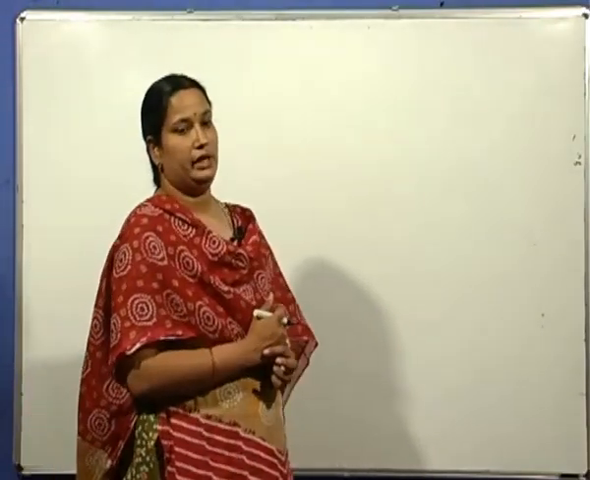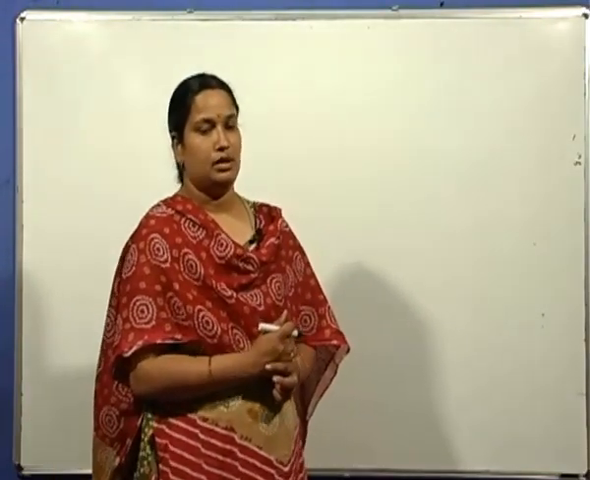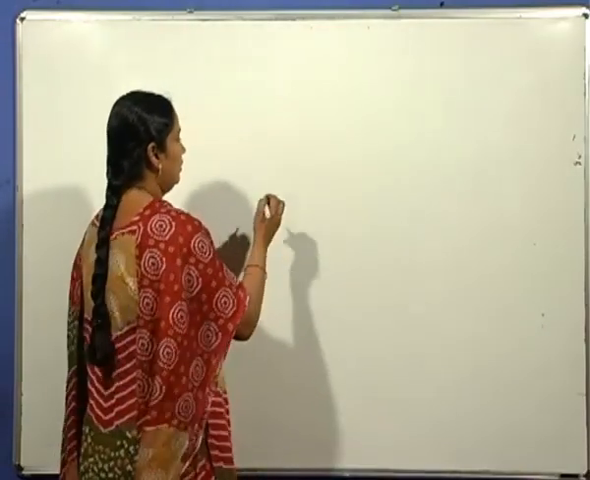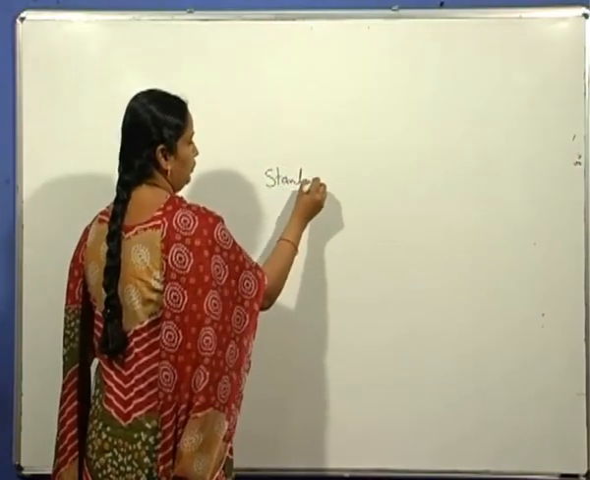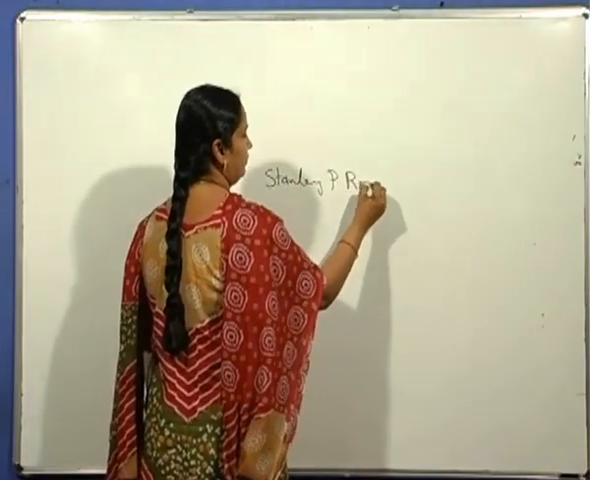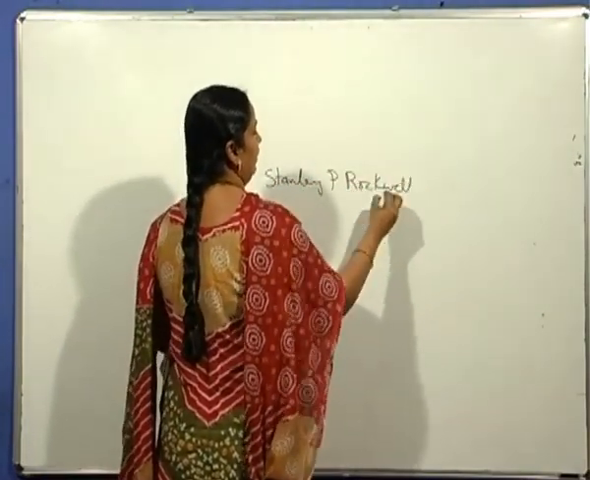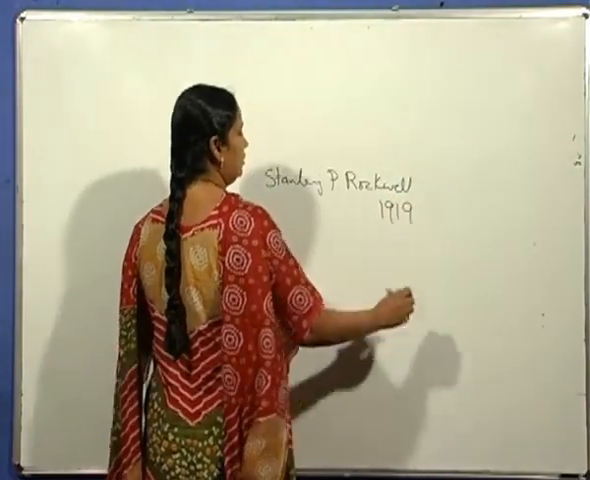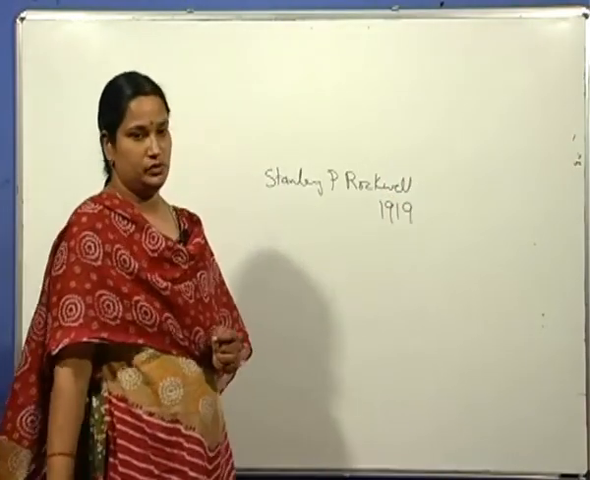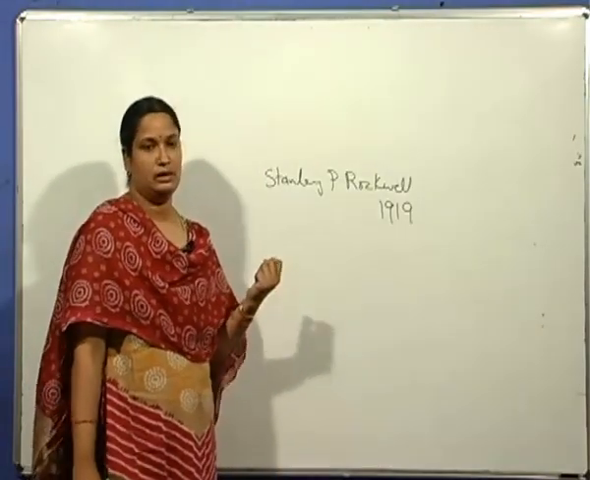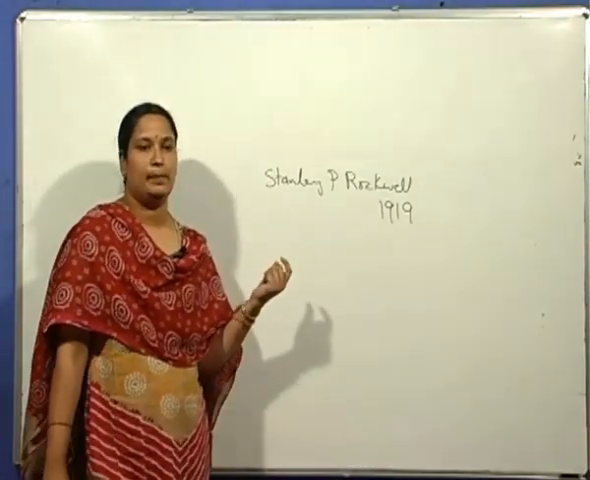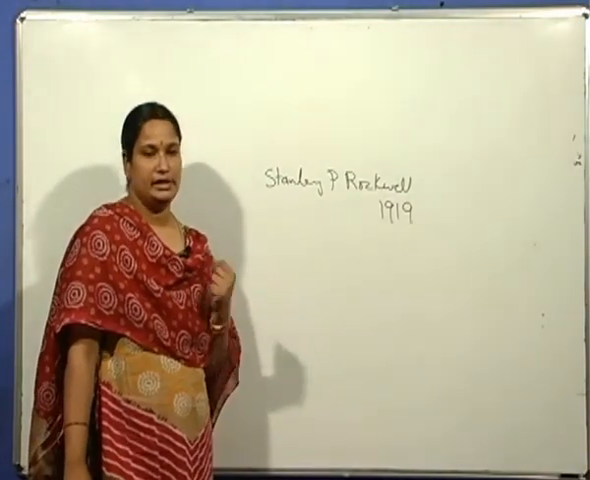Another type of indentation hardness was introduced by Stanley P. Rockwell in the year 1919. This also uses an indenter which is either a cone shaped diamond indenter or a ball shaped steel ball indenter.